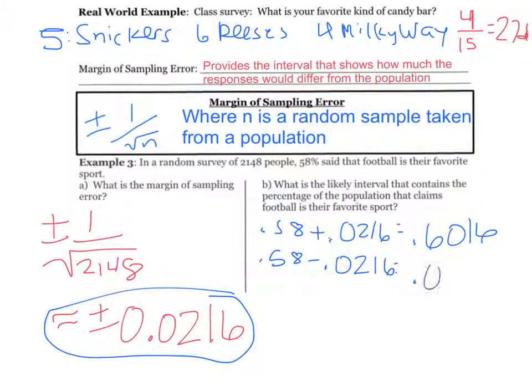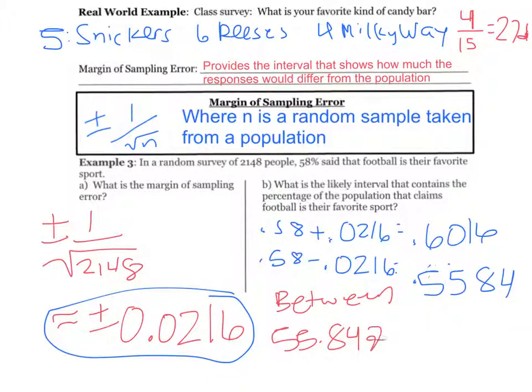and 0.5584. So we have 0.6016 and 0.5584, and so the likely interval that contains the percentage of the population that claims football as their favorite sport is going to be between 55.84% and 60.16%. And that's going to be our final answer.